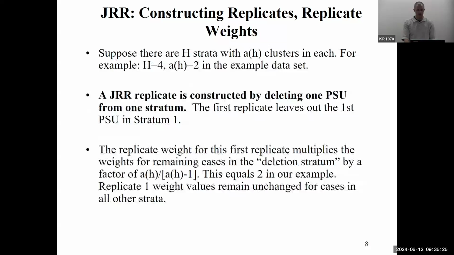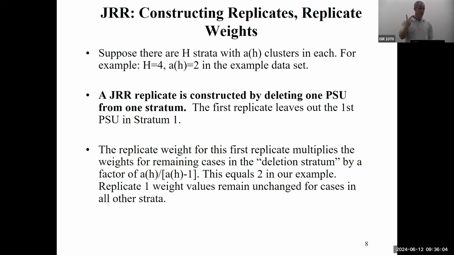This is the default procedure. A jackknife replicate is constructed by deleting one PSU from one stratum. The very first replicate would leave out the first PSU in stratum 1. We literally just go down the list, leaving out one PSU each time. When we leave out that one PSU to form a single replicate, the replicate weight for that first replicate multiplies the weights for the remaining cases in that deletion stratum by a factor of the number of clusters sampled from that stratum divided by the number of clusters sampled from that stratum minus 1.